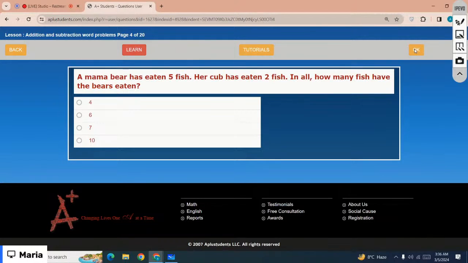A mama bear has eaten 5 fish. Her cub has eaten 2 fish. In all, how many fish have the bears eaten? You have to calculate the total fish they both have eaten, right? So, which is the correct option?